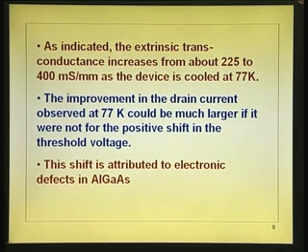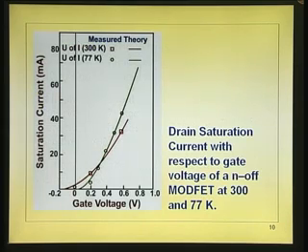Now, one more thing that you notice here is, if you go to the next slide, you will see that there is a shift in the threshold voltage. These are transfer characteristics. What we have shown there is output characteristics. These are the real devices people have measured. So, you can see this red curve gives you the transfer characteristics, IDS versus VGS at room temperature, 300 degrees Kelvin, and this curve gives you at 77 degrees Kelvin.